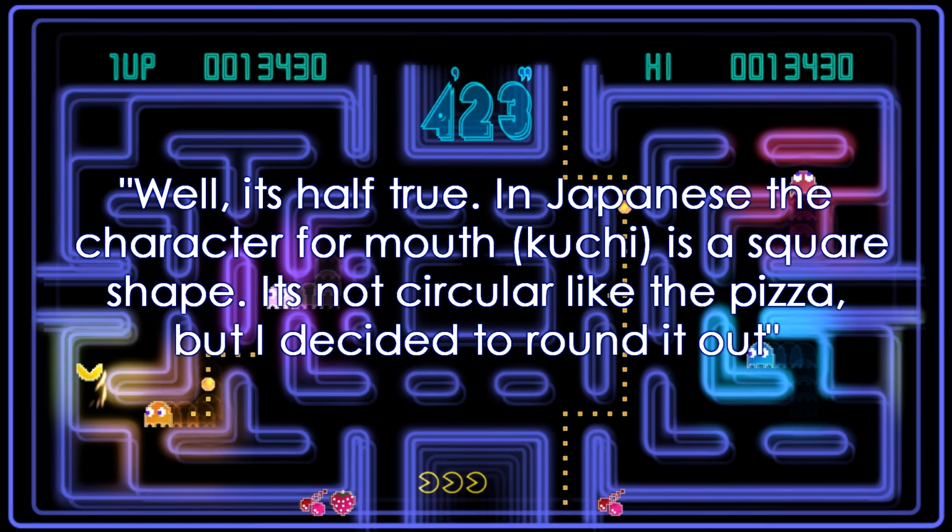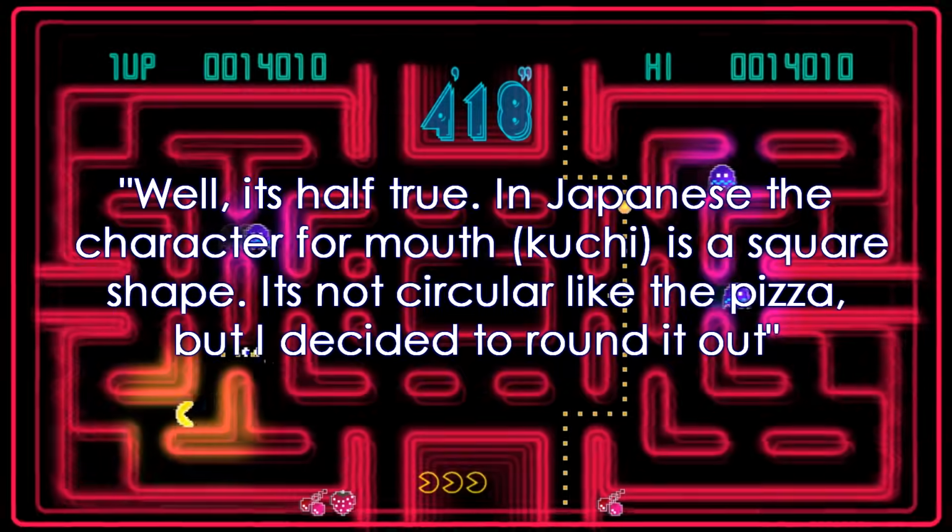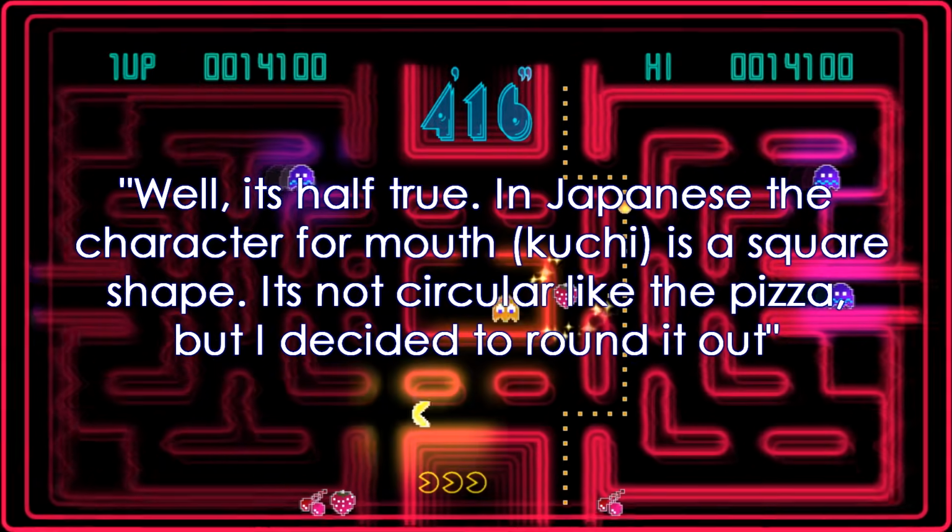Well, it's half true. In Japanese, the character from mouth, kuchi, is a square shape. It's not circular like the pizza, but I decided to round it out.